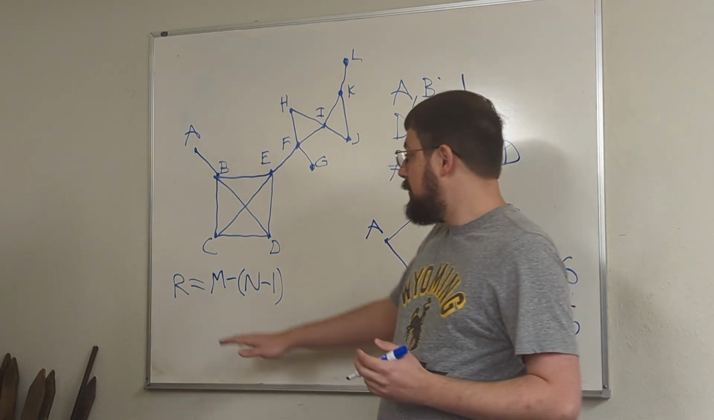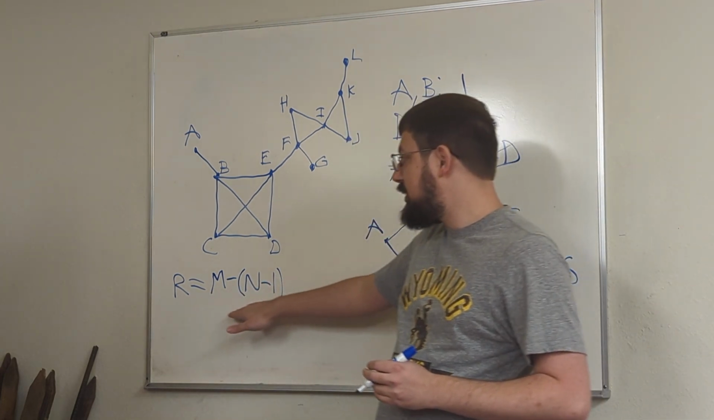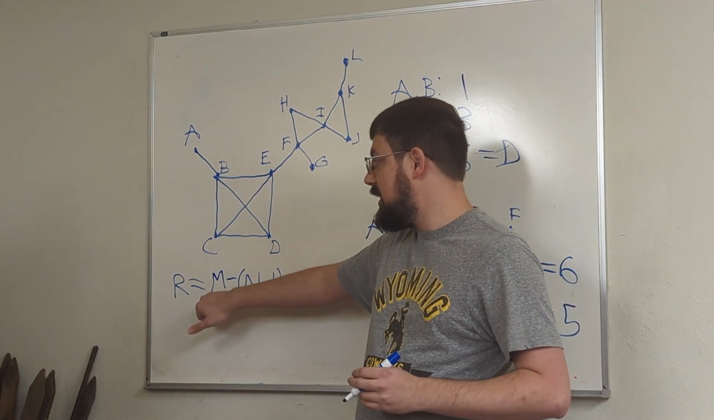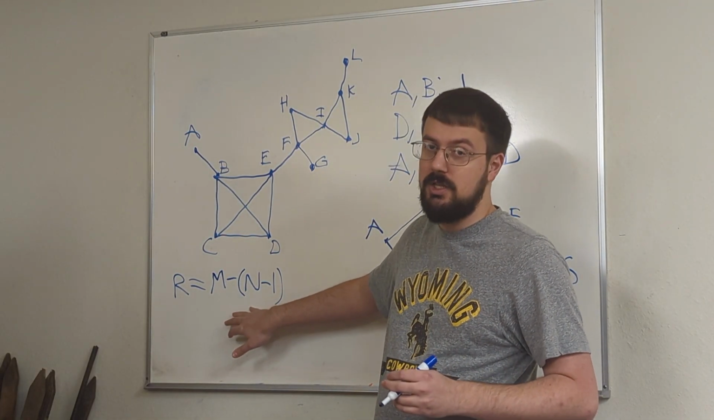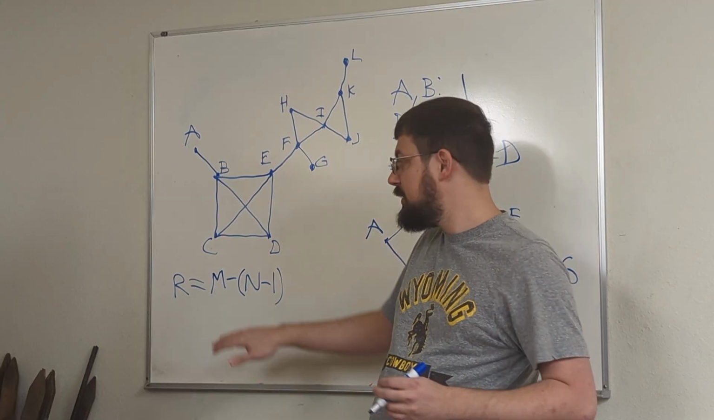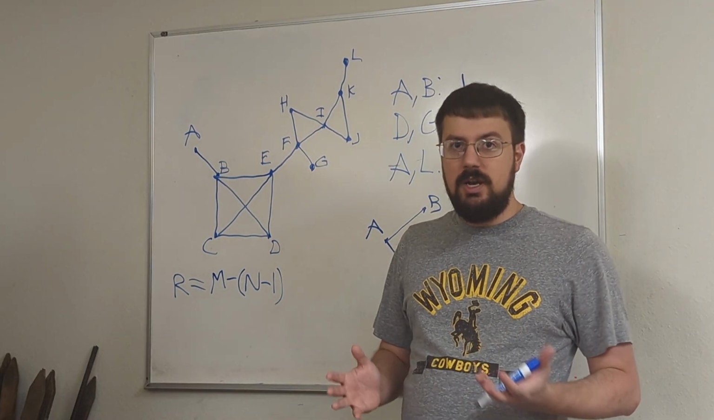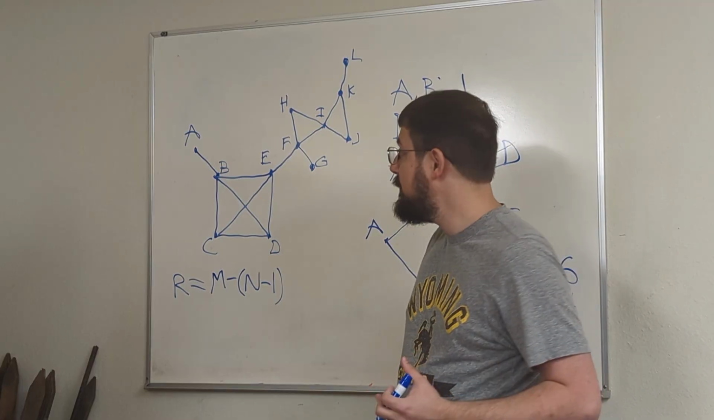How do we know that? Well, when we are figuring out the redundancy, we basically are going to take the number of edges that we actually have and subtract n minus 1, which is the number of edges that we need to form a tree. So any tree is inherently going to have a redundancy of 0.